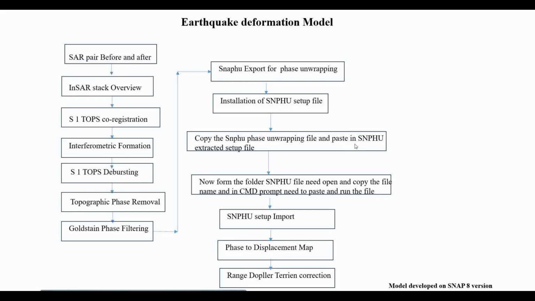You have to copy that file and go to the command file, and using this unwrapping file name, if you click enter, it starts importing all those files inside the SNAPHU folder. Then the SNAPHU setup which you need to import. Once we import that, we will calculate the phase to displacement map, and then finally we will use the Range Doppler terrain correction technique to get the exact geometrically corrected displacement map. That is a little complicated technique, so let's start one by one.